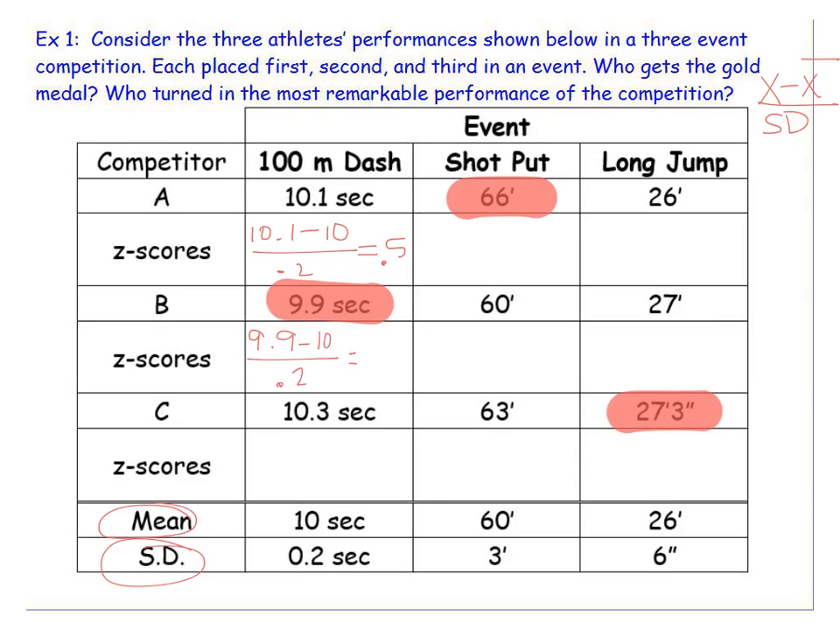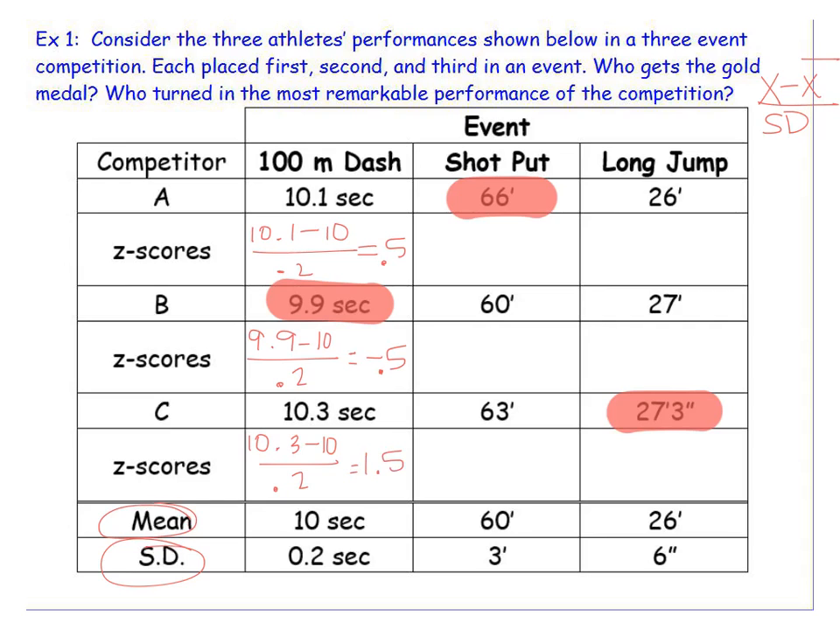Put that in the calculator. By the way, when you're typing this in the calculator, 9.9 minus 10, hit enter, then divided by 0.2. That's how you make sure you get a correct answer of negative 0.5. And finally, 10.3 minus 10 divided by 0.2 comes out to be positive 1.5.